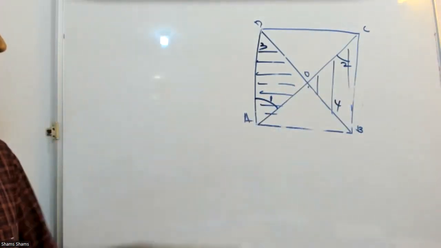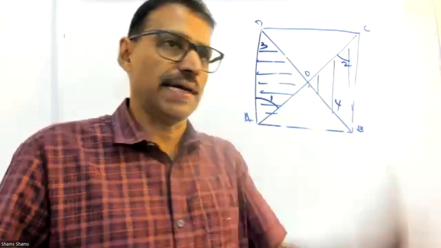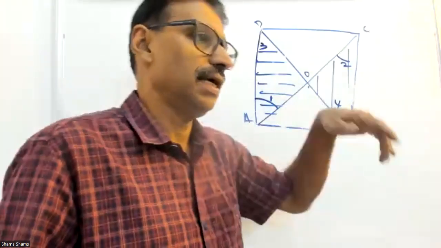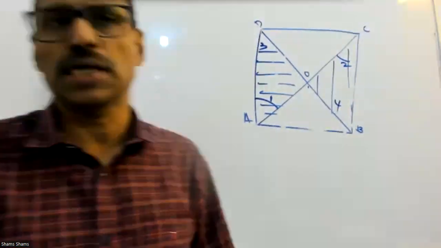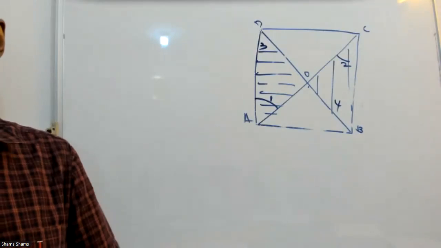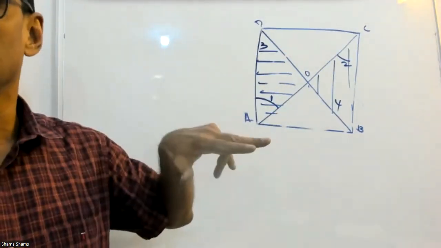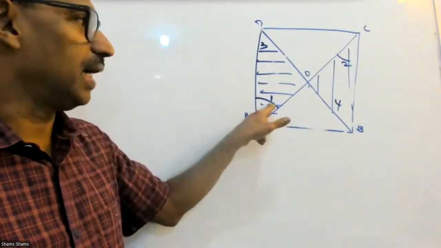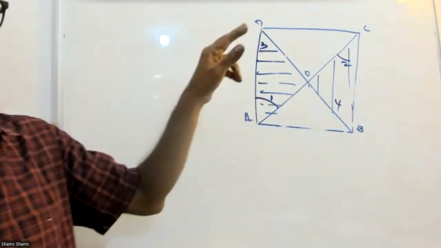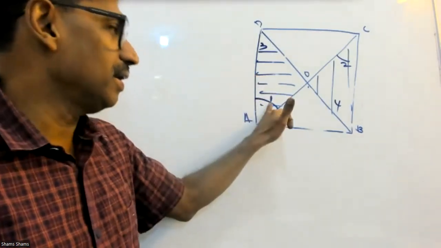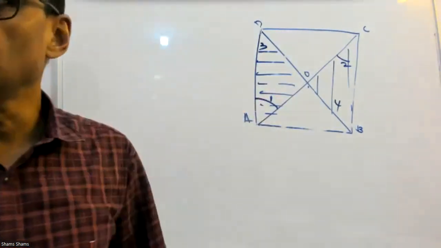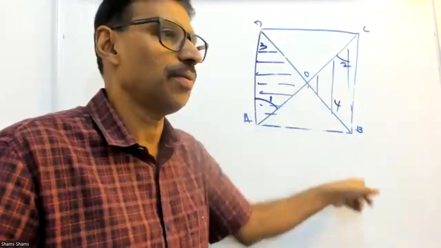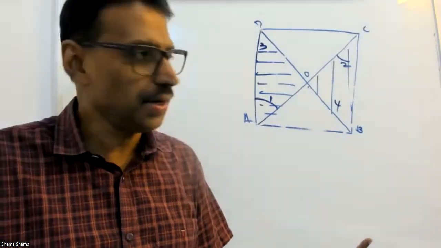Now look at here. 1 equal to 2, alternate angles. 3 equal to 4, alternate angles. AD equal to BC, sides of a square. Therefore, these triangles are congruent by what? ASA. Angle, side, angle. Correct or no? That will be ASA, hence OA equal to OC, OD equal to OB. Second part is finished. Clear now?